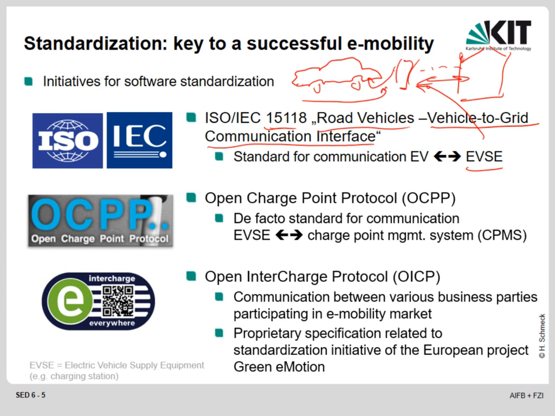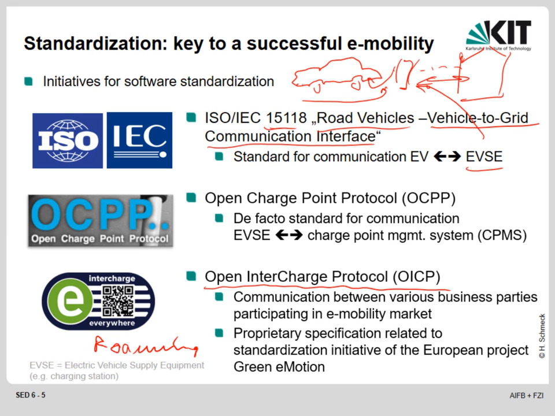And then you have a third protocol, which is the Open Intercharge Protocol. And here you have to communicate between many different business parties, for example, to get roaming. We know roaming from mobile communication. You have a contract with one mobility provider or with one communication provider, and then you can use any other communication system, and you have to pay some kind of roaming fee, or at least you can use it because you have a contract with one of those providers.